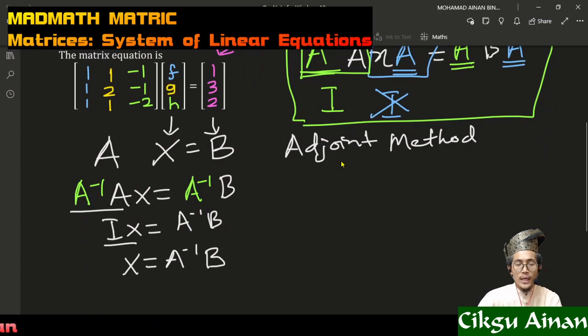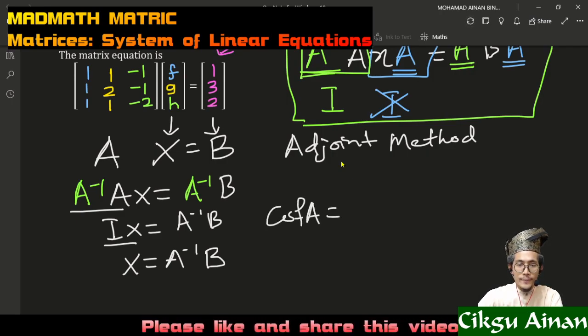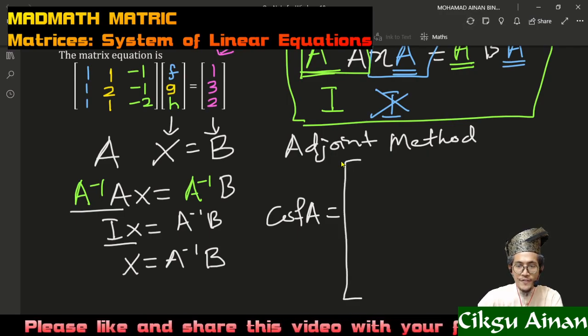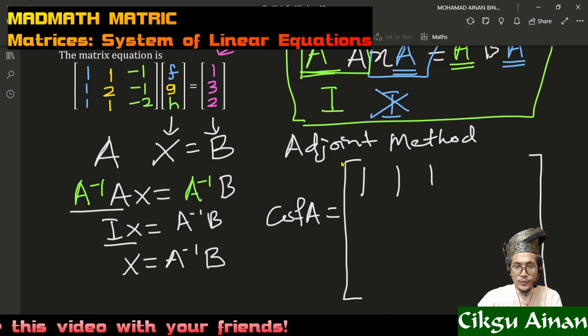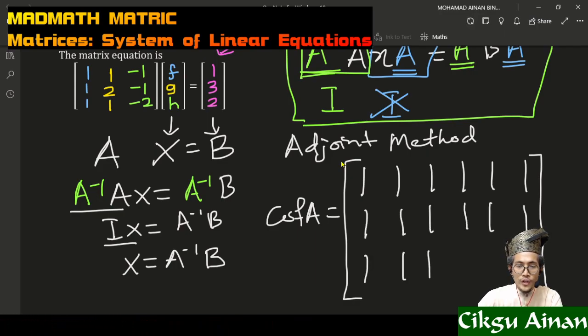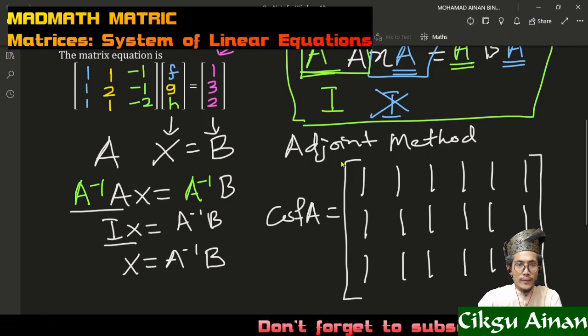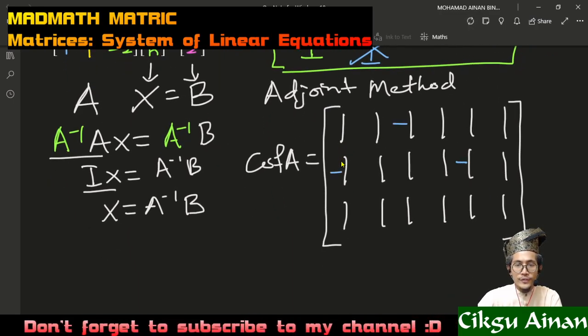Okay, how to find the inverse matrix by using the adjoint method is that we get the cofactor of A. Cofactor of A is very, very big, so you need to arrange it like this. And then don't forget to put the negatives. The negatives are over here, over here, over here, and over here.